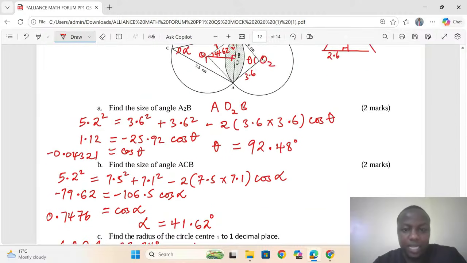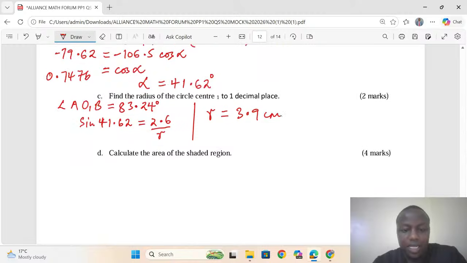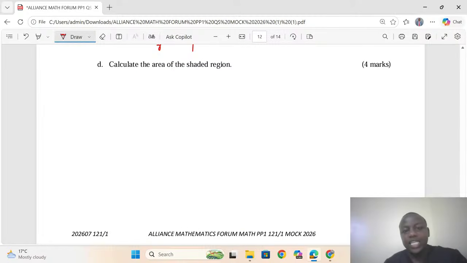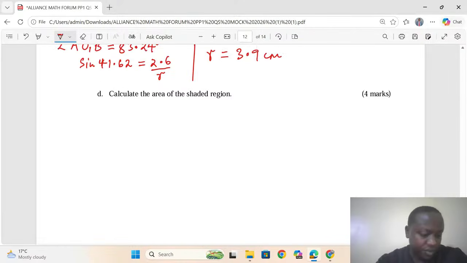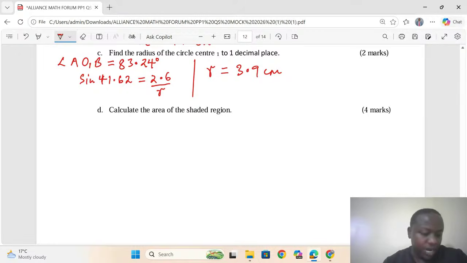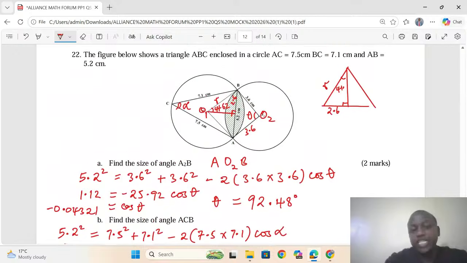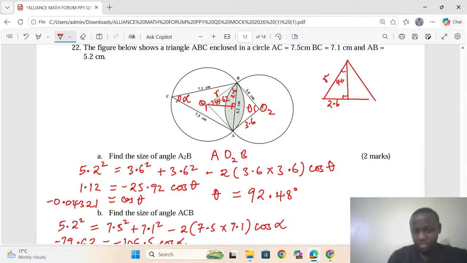Now, the other thing is that we calculate the area of the shaded region. When you look at the area of the shaded region, I want to take you to the diagram. The shaded region is a combination of two segments. So there's a segment here due to this sector and circle. There's a segment here.